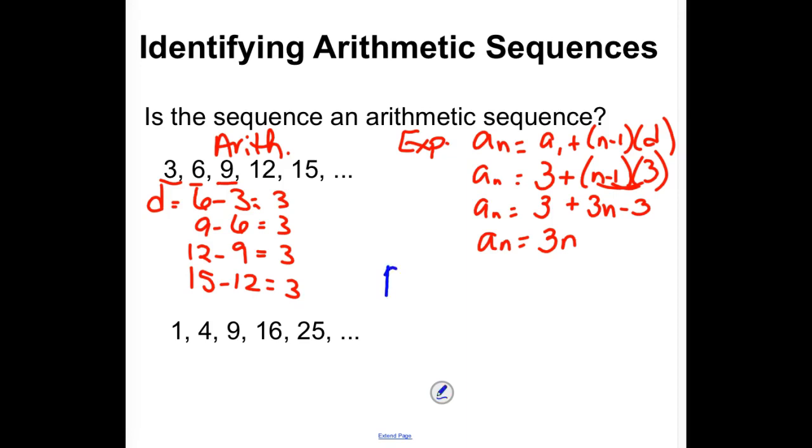For the recursive rule, remember we said there had to be 2 parts. We have to state the first term, which in this case is 3. And then we have to say the nth term is always found by taking the term right in front of it, the previous term, so a sub n minus 1, and we're adding to it 3 each time. Okay?